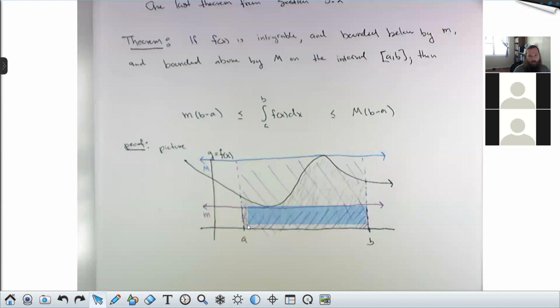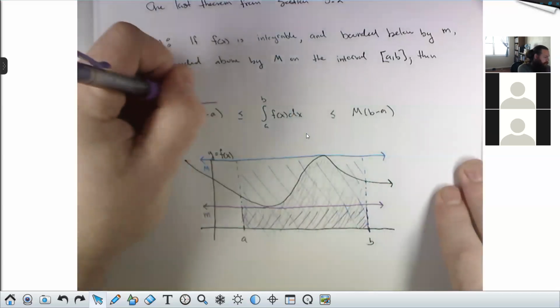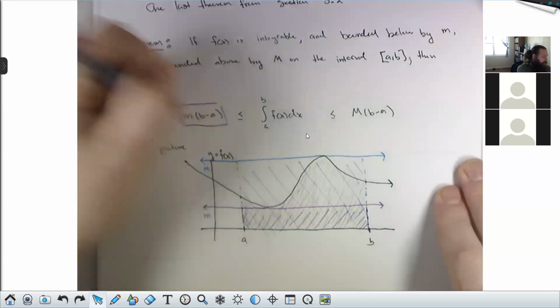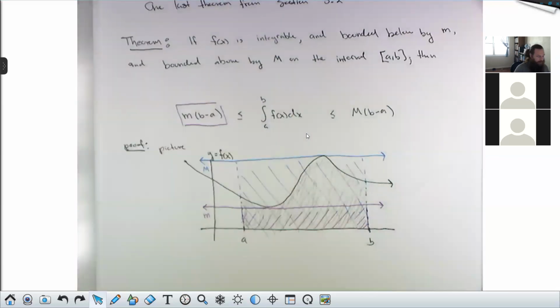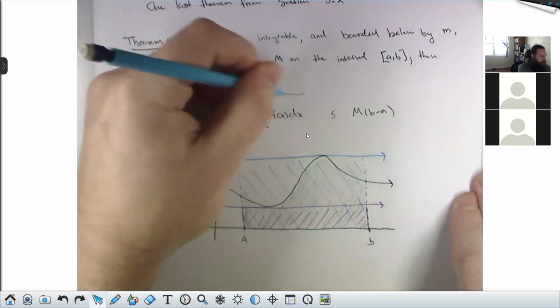Well, what is the purple area? This region is rectangular. So the area shaded purple here is the height, which is little m, times this width, which is b minus a. So the little purple area here is little m times b minus a. And because it fits inside the pencil area, it has to be smaller than the pencil area. So the fact that this purple area fits inside the pencil area proves the first half of this inequality.